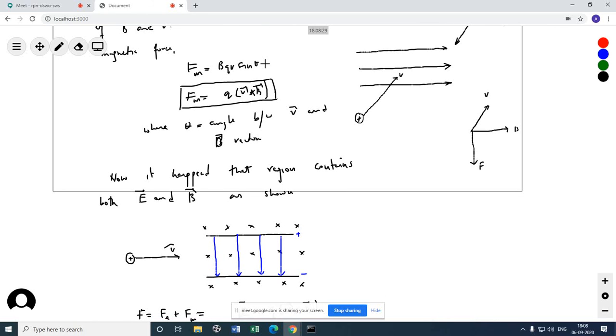So you can see from the cases, we should not be doing them individually, because this theta is 0. That means theta is 0 degrees. That means the charge is going parallel to the direction of B. So no force is experienced.